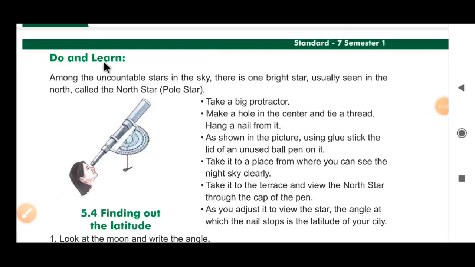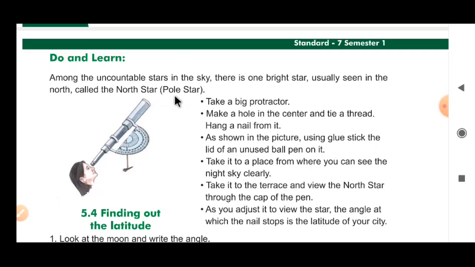Now do and learn. Among the uncountable stars in the sky, uncountable means it is not countable, there is one bright star usually seen in the north called the North Star or Pole Star. So in the sky there are many uncountable stars, and there is also one bright star. It is known as the North Star or Pole Star.